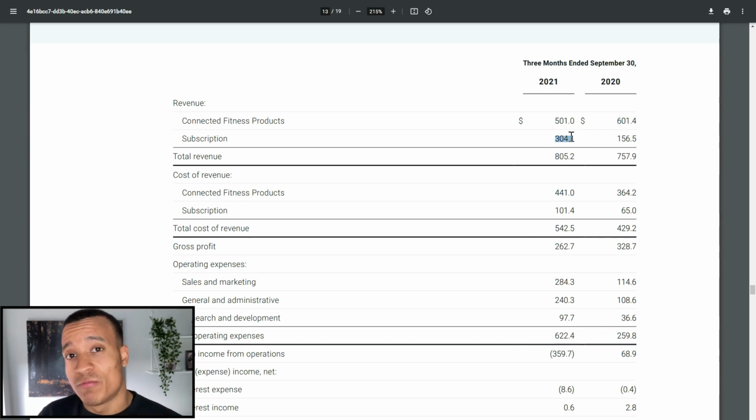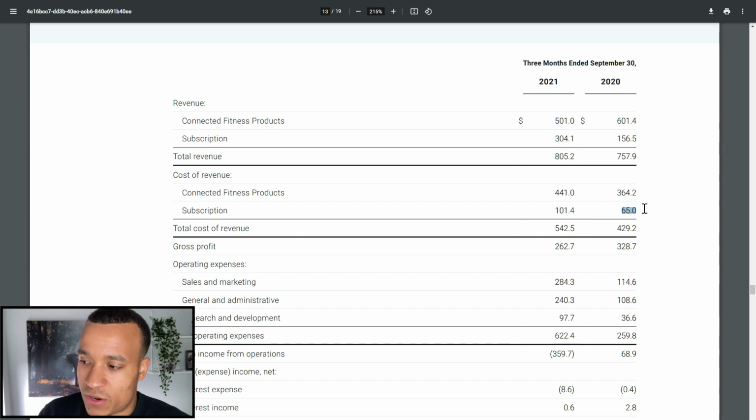When we go to subscription revenue, however, which is actually the better part of their business, it's more scalable, it has greater margins. Things are actually looking pretty good from this side. So you can see here that in 2020, revenue was $156 million. We fast forward to 2021 and it's almost doubled to $304 million. So that is solid growth.